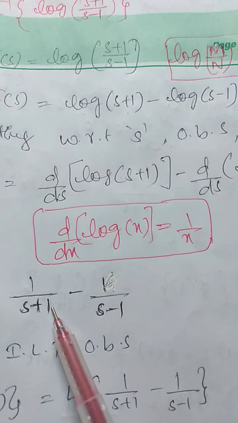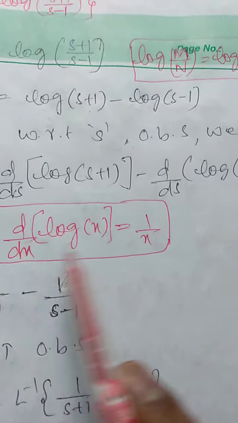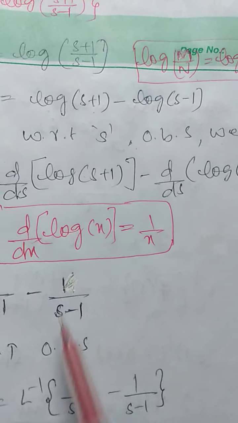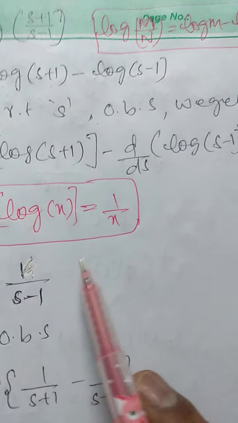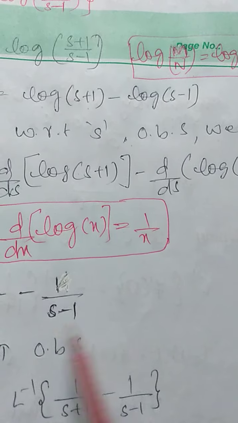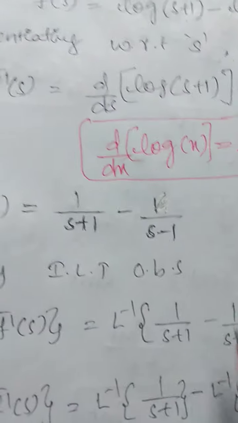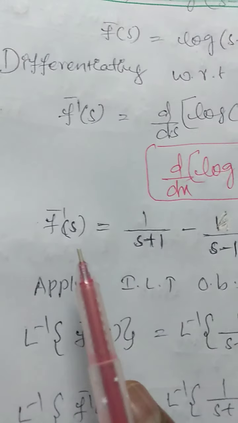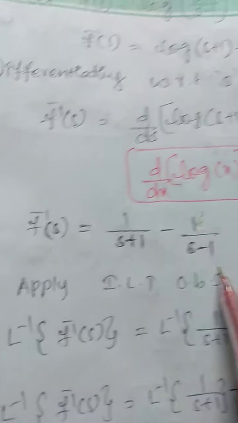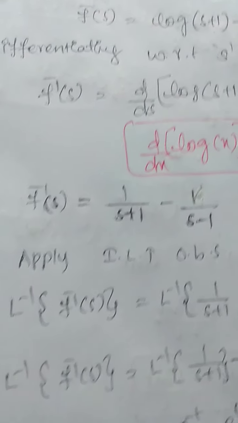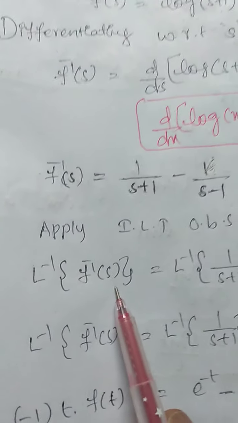So 1 into 1 is 1 divided by (s plus 1), minus the derivative of logarithm of (s minus 1), which is 1 by (s minus 1) into the derivative of (s minus 1), that is 1 minus 0 is 1, so 1 divided by (s minus 1). This is differentiation of a function of a function. So the first derivative of f bar of s is equal to 1 by (s plus 1) minus 1 divided by (s minus 1).